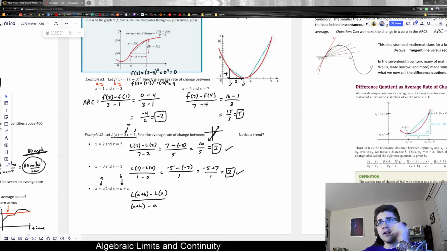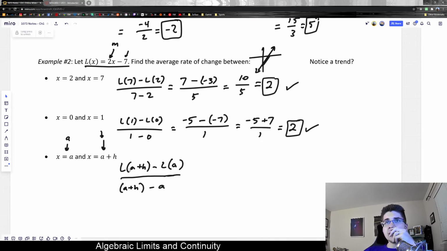Try to make that a little bit better. And then on the top, it's going to be plugging them into the function. So basically this whole thing goes into L minus L of A. And yeah, so I've got the setup started. Now, the question is, how do I proceed from here?